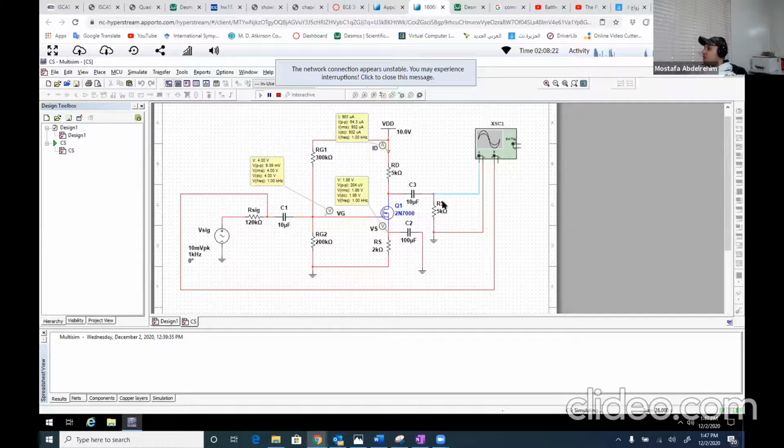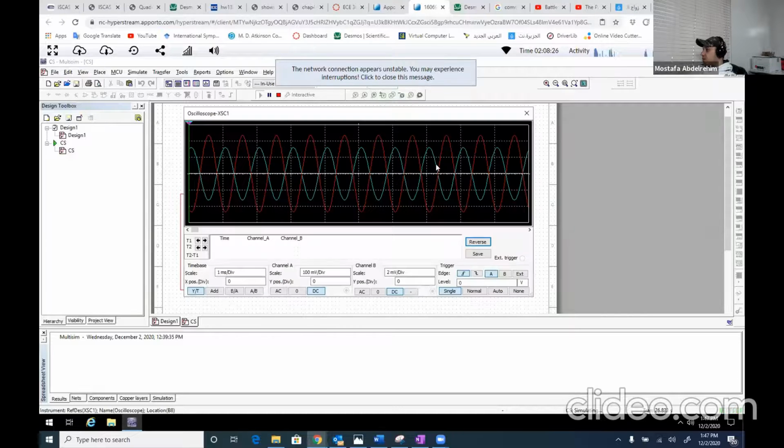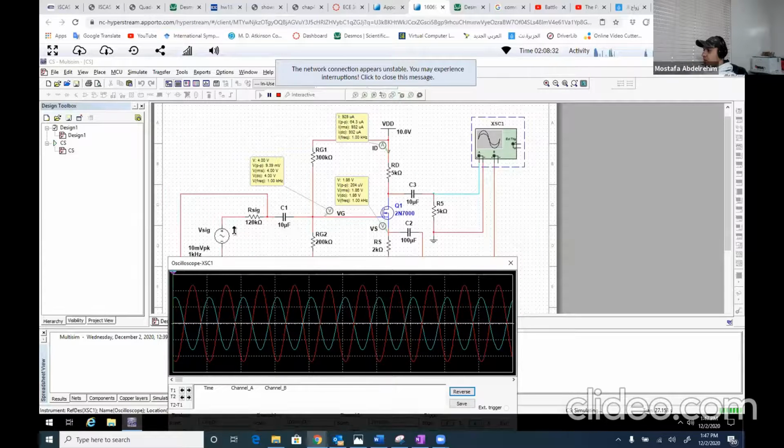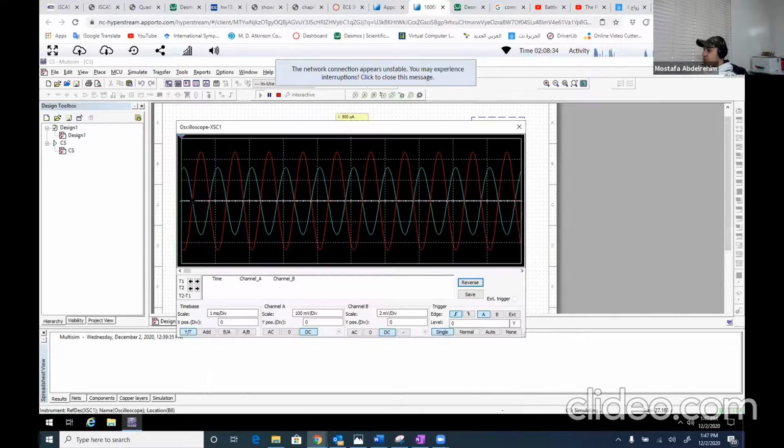So let's now measure VO and V input. VO is the one with the cyan color, V input is the one with the red color. So here is the red color, which should be V input, right? So let's measure it. Let's measure first V output, which is the cyan color.